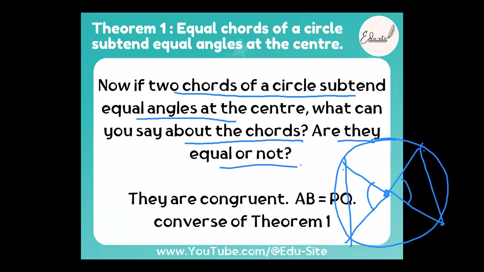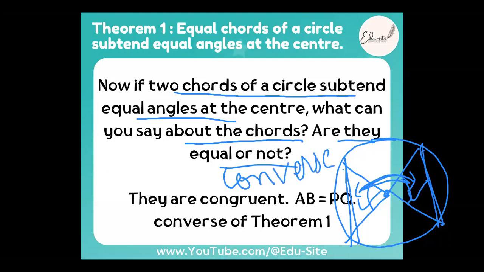Yes, they will be equal because we will prove that all these triangles are congruent. We have already proved that these triangles are congruent. If this angle is equal to this angle, then we can simply prove that this is equal to this. It is nothing but the converse of theorem 1. Okay, beta? Theorem 2 is the converse of theorem 1.